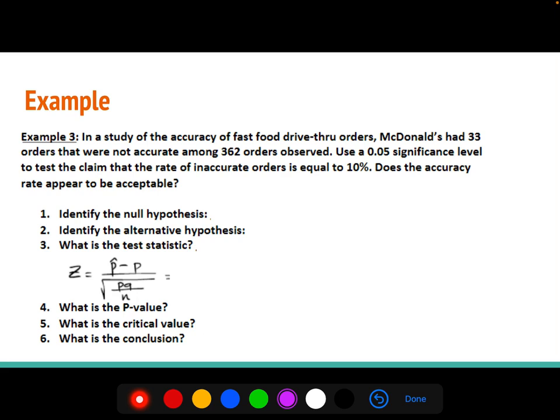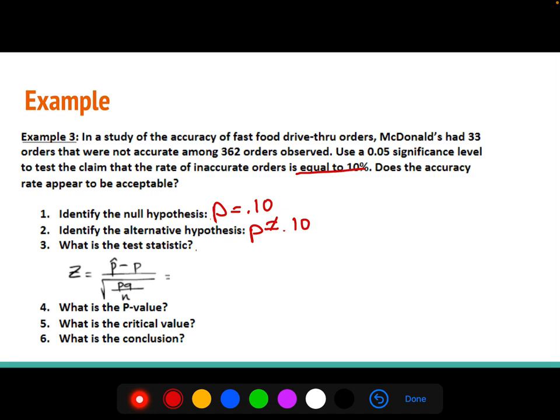Now this one's about fast food drive-through orders. McDonald's has 33 orders that are not accurate among 362 orders observed, using a 0.05 significance level. Okay, so we're going to do this again. Null hypothesis. That means it says equal to 10%. So P equals 0.10. Our alternate is P does not equal 0.10.